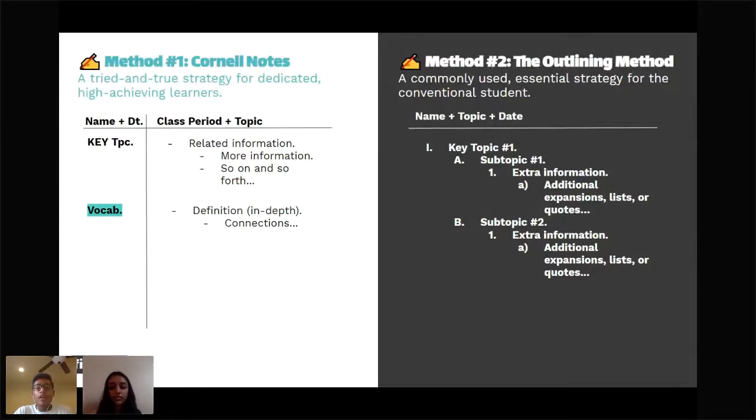So it's a very organized platform for people who have trouble sometimes seeing where their content is, and it really helps you organize your information for easy viewing later on.